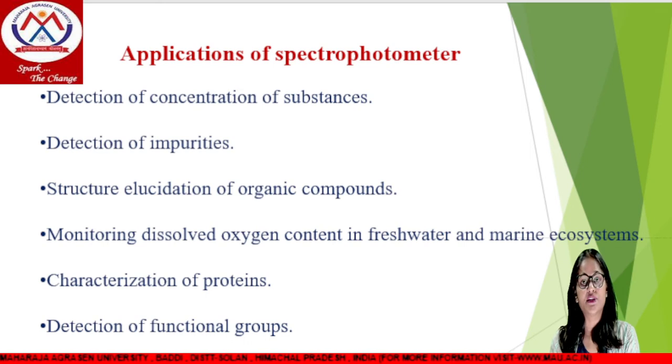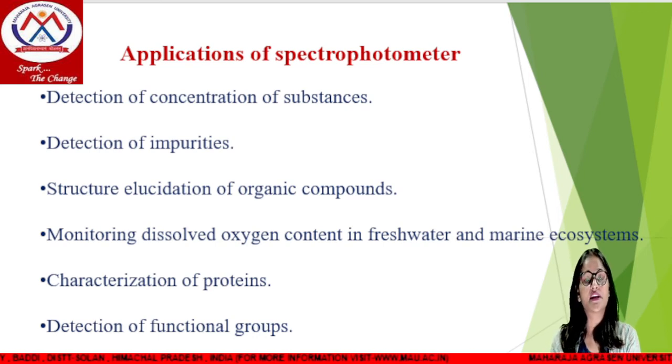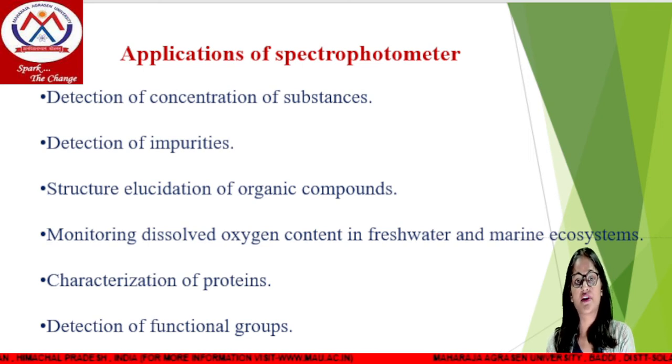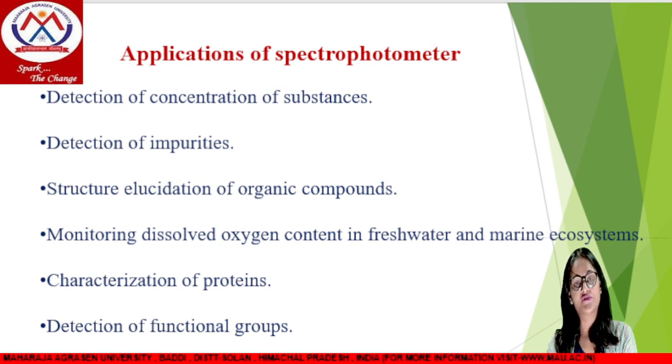These are a few applications of the spectrophotometer. They are used in the detection of the concentration of substances. They are used in the detection of impurities. They are very helpful in the structural elucidation of organic compounds. Monitoring of dissolved oxygen content in fresh water and marine ecosystems can also be done using a spectrophotometer. They are used in the characterization of proteins and detection of functional groups. So they have a wide range of applications which can be utilized in various fields.